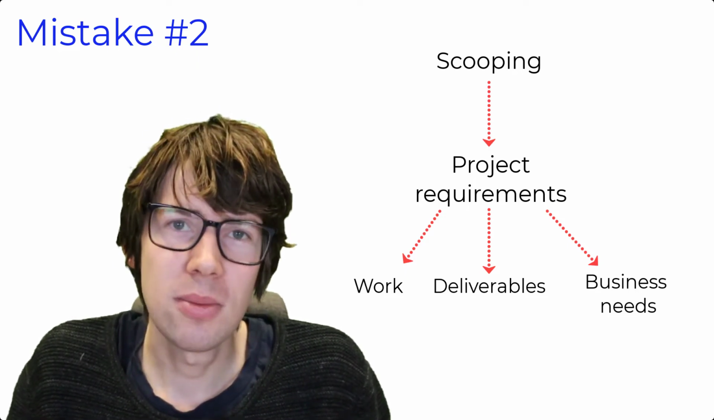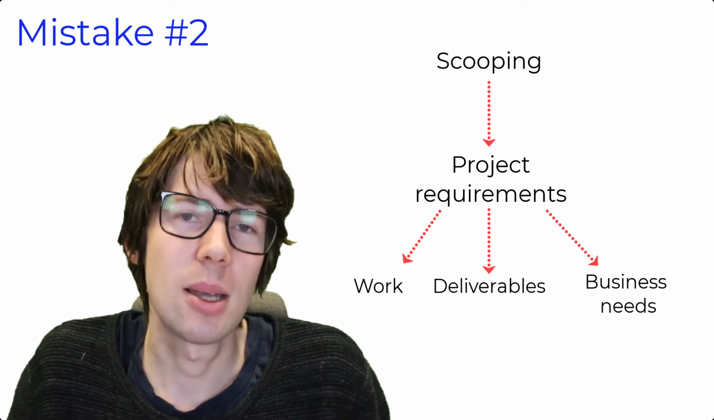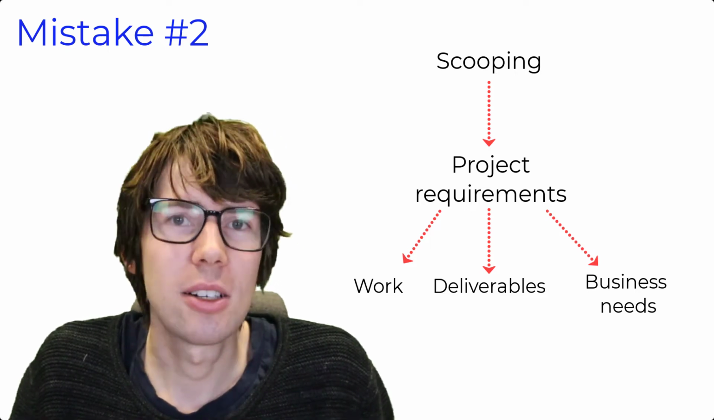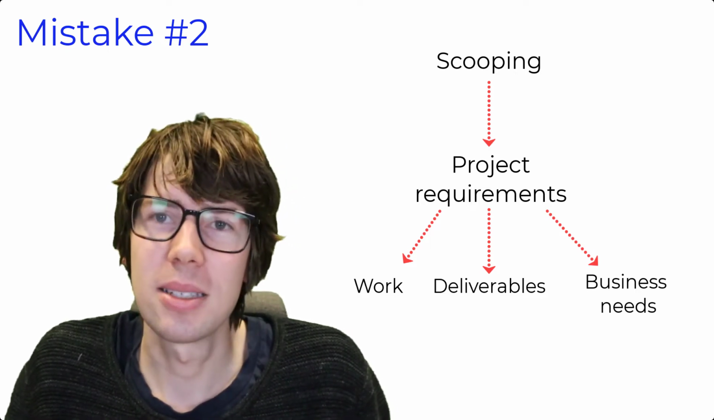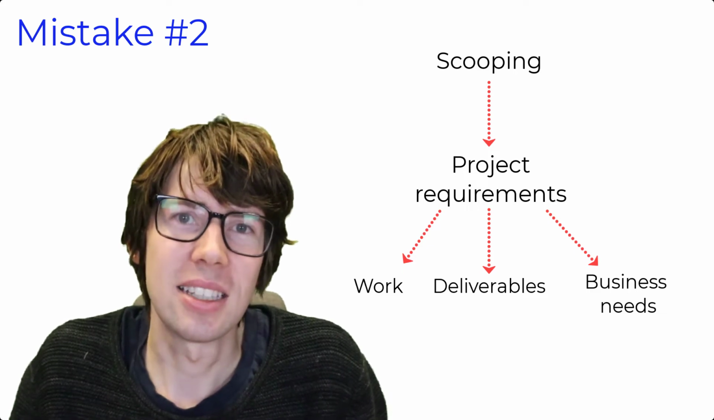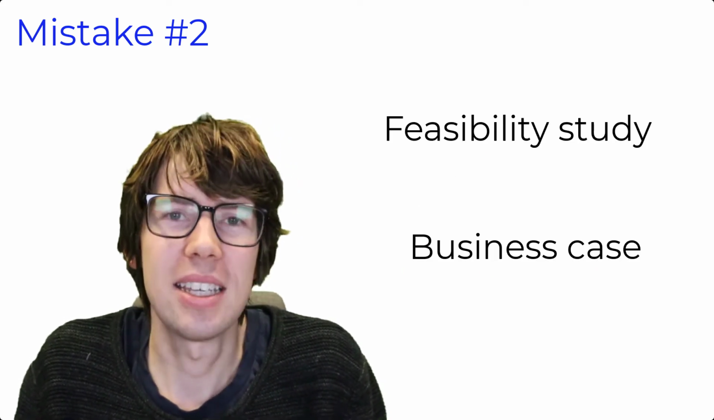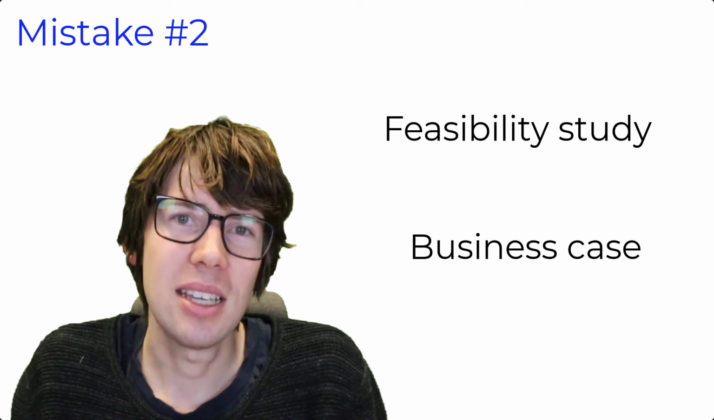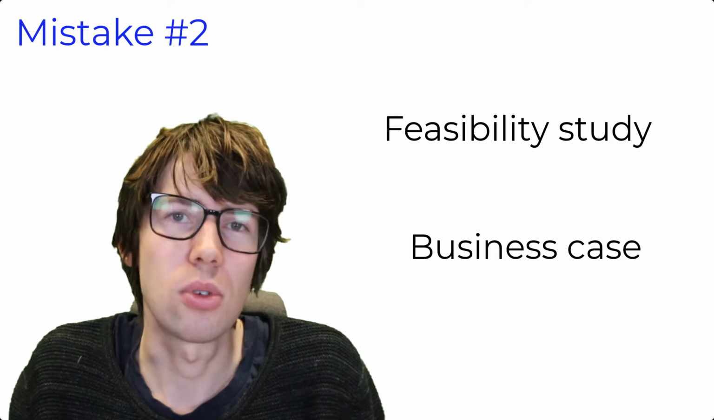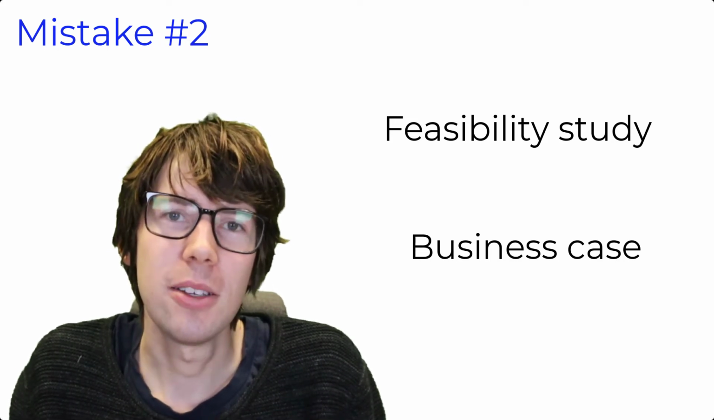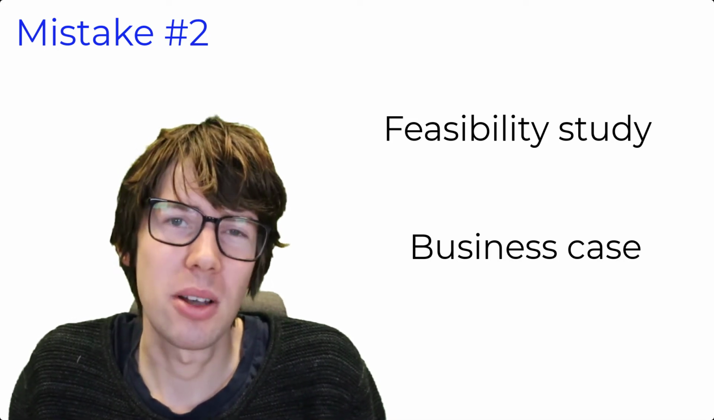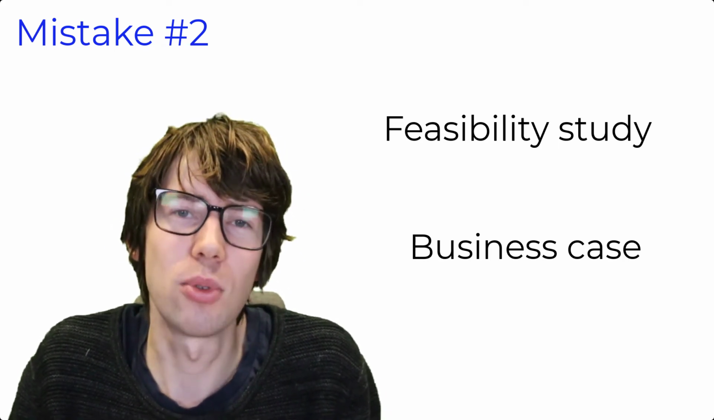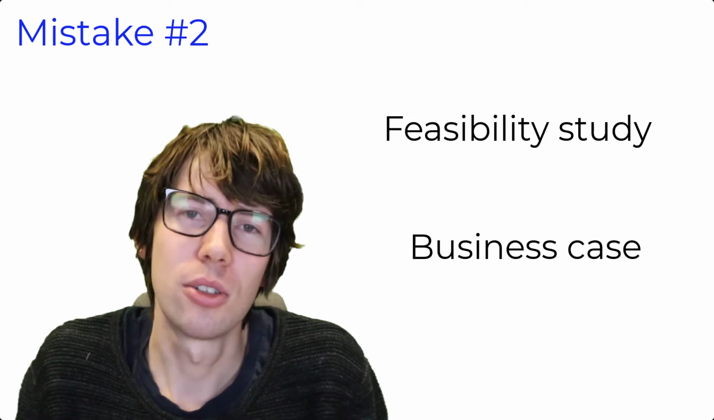So initiation and definition is about scoping, and scoping is about establishing the project requirements, and project requirements is a description of the work you need to do in order to create deliverables in order to satisfy the business needs. So that's basically what you do, initiation and definition. So part of that is to do what we call a feasibility study and a business case. Feasibility study is about establishing whether or not it's possible to do the project that you are proposing, and if it is, then you move on to make a business case, which is about determining, conditional on the project being possible, would you actually want to do it? Is it beneficial to do the project?